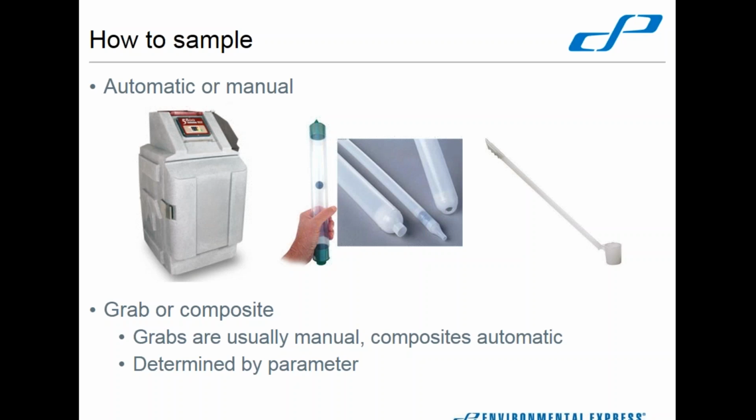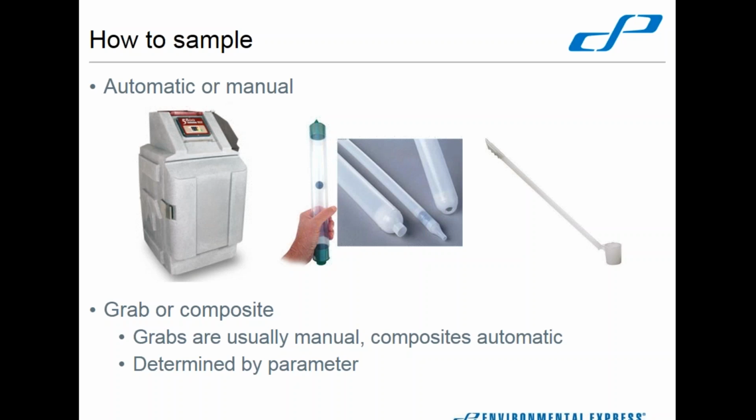Your grab samples, instead of doing that constant collection and constantly adding to it, are exactly what they sound like. You grab one amount of sample out, and that is what you are collecting with. And again, how you do that is usually determined by the parameter that you're working with. A lot of your nutrients type things, those are often composite samples. Other things, bacteria or oil and grease, things like that, are usually a grab.